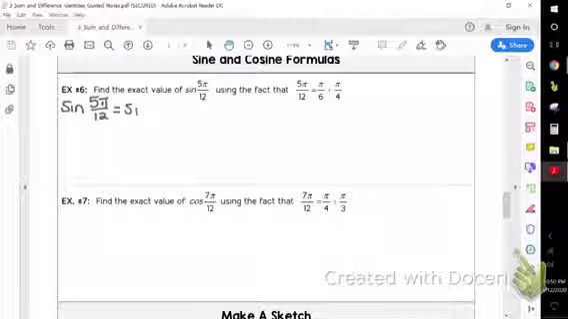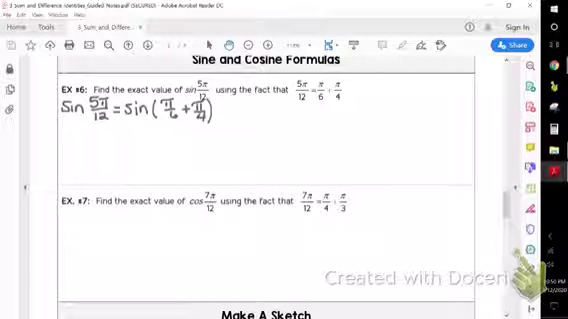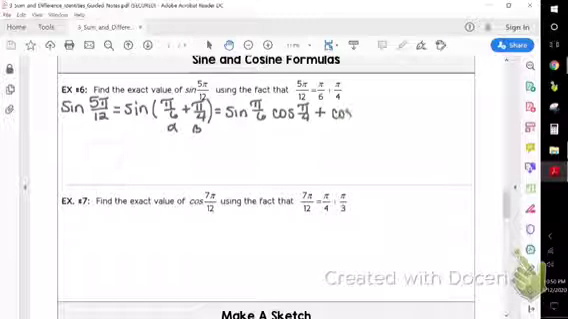But we know that we can say, well, if 5 pi over 12 is equal to those two angles added together, we are saying we're looking for sine of those two angles being added together. And so now we have a sum of sine, so we can use our formula. So this is going to be our alpha, and this will be our beta. So sine says sine of alpha, cosine of beta, plus cosine of alpha, sine of beta.